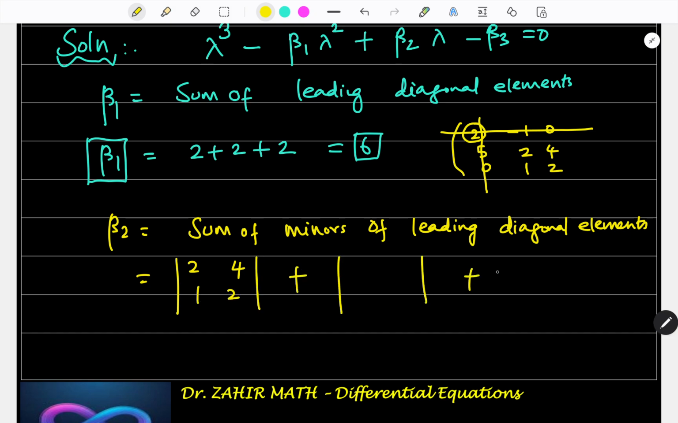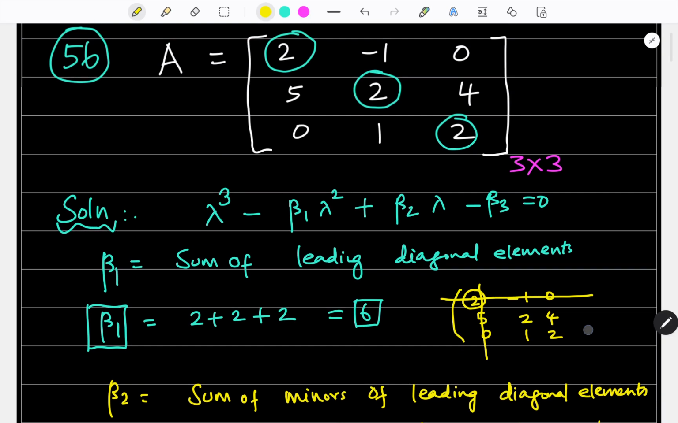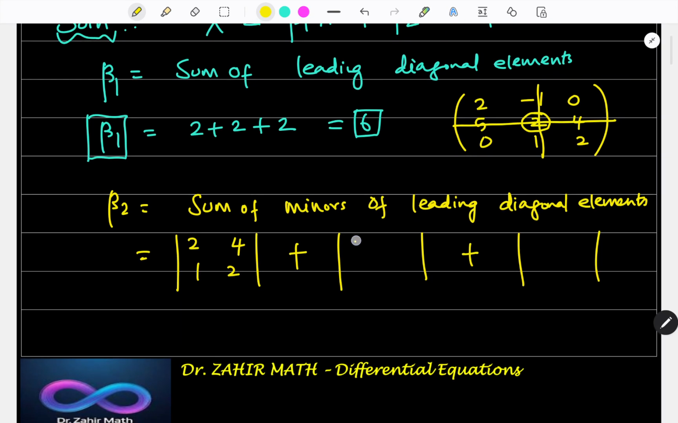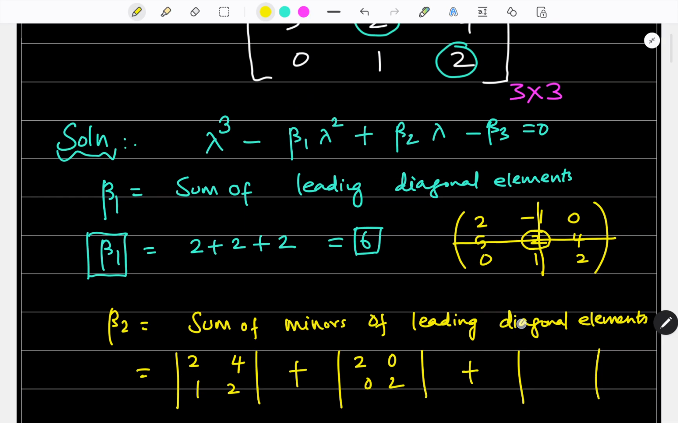Plus we are going to take the next minor of the leading diagonal. So what is the next minor? Let me write the matrix again: 2, -1, 0, 5, 2, 4, 0, 1, 2. We take the minor of this element, so this row you shouldn't take and this column you shouldn't take. You get 2, 0, 0, 2.